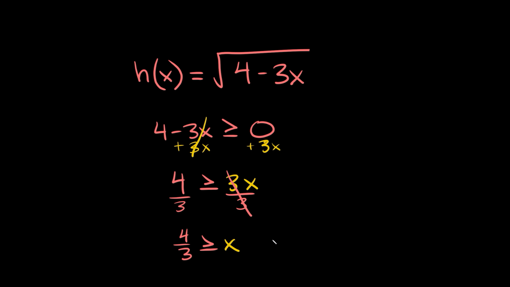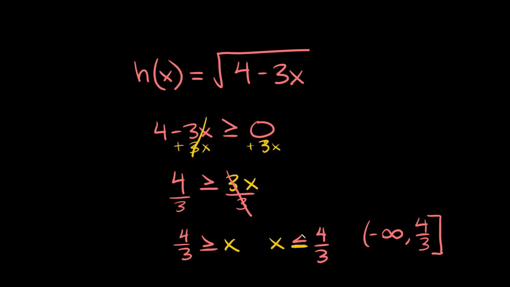Or we could flip this, right? We could say x is less than or equal to 4/3. Okay, so if we wanted to write the domain of this function right here, we could simply write this inequality. So x has to be less than or equal to 4/3. Or another way that we could write this is we could say that the domain has to go from -infinity to 4/3, and we can put a bracket around the 4/3, right? Because we're including the 4/3, right? Because we have this equal to symbol right here.